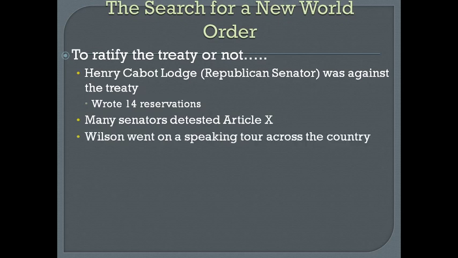So Wilson went on a speaking tour across the country to kind of garner support for his treaty. However, this did not work. As I said, ultimately the Senate never ratifies this treaty.